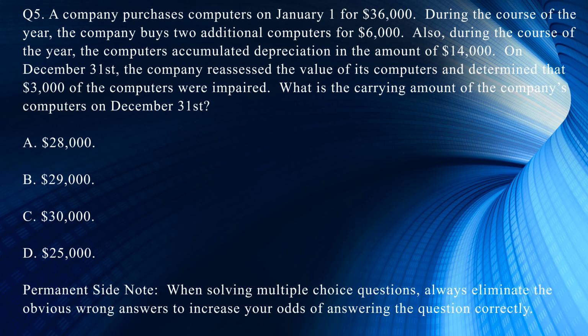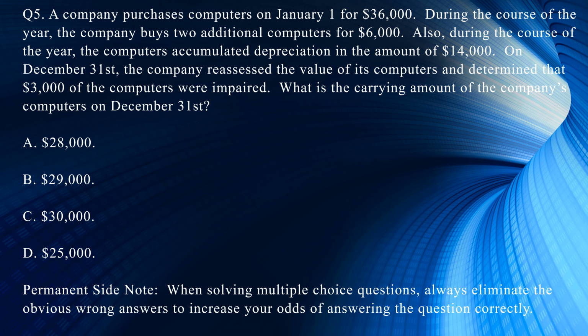Question number 5. A company purchases computers on January 1 for $36,000. During the course of the year, the company buys 2 additional computers for $6,000. Also during the course of the year, the computers accumulated depreciation in the amount of $14,000. On December 31st, the company's management team reassessed the value of its computers and determined that $3,000 of the computers were impaired. What is the carrying amount of the computers on December 31st? A, $28,000, B, $29,000, C, $30,000, and D, $25,000.